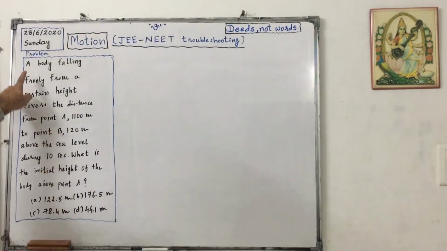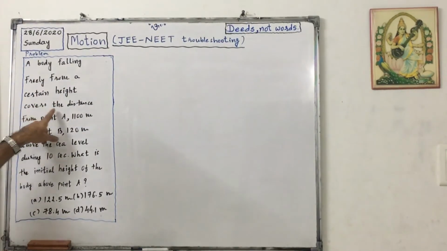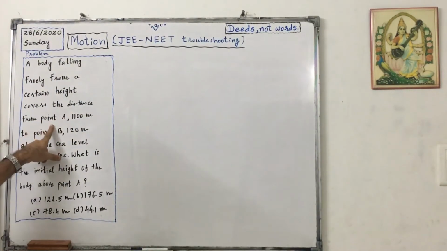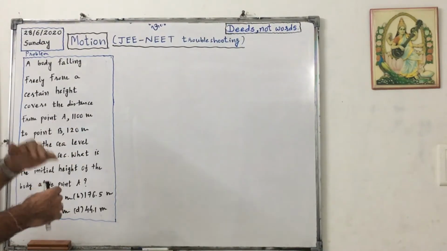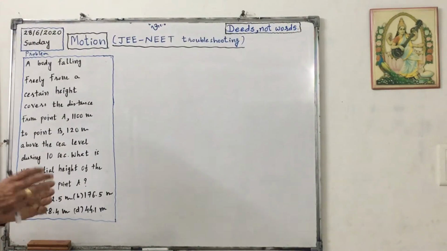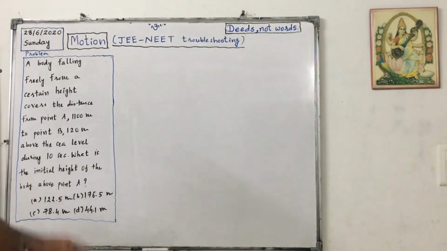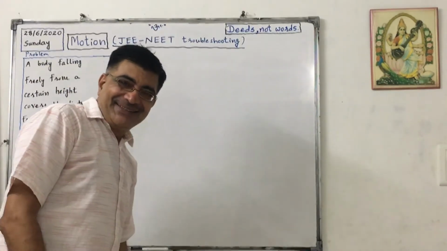A body falling freely from a certain height covers the distance from point A, 100 meter, to point B, 120 meter above the sea level, during 10 seconds. What is the initial height of the body above point A? That is the question.